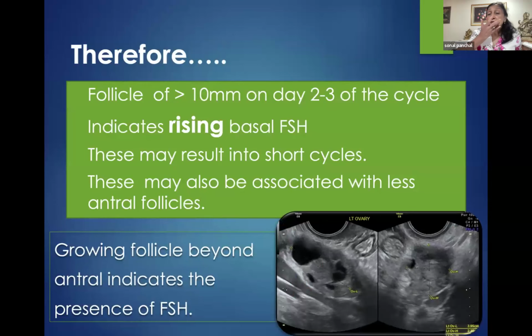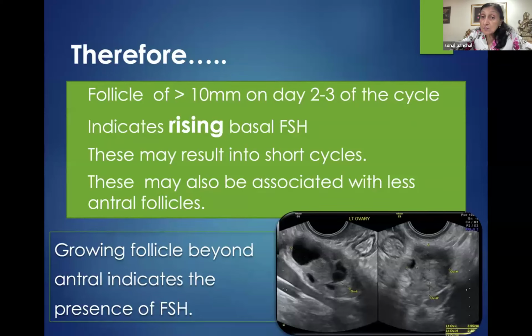So that is about the FSH on the baseline scan. That means that a follicle of more than 10 millimeters, or I would say more than 9 millimeters, on day 2 or 3 of the cycle indicates rising basal FSH, provided it shows blood flows also. And this means it would result in shorter cycles, and it may also be associated with fewer antral follicles.